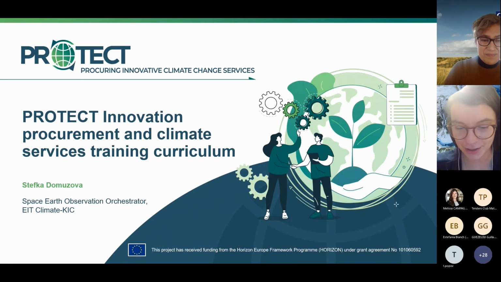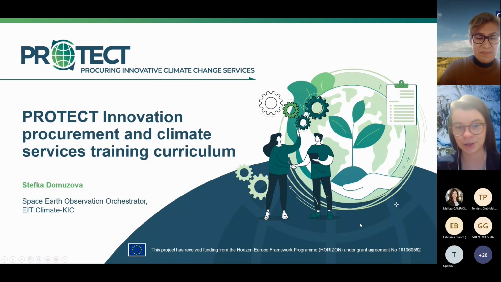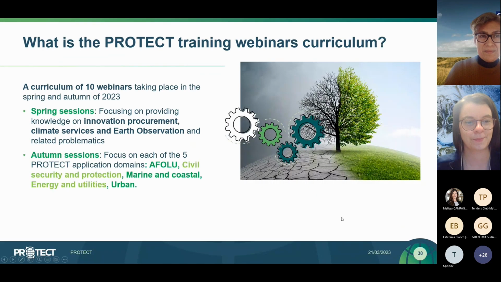As was mentioned earlier, Protect is a lot about pre-commercial procurement, Earth observation and climate services, but Protect is not launching a pre-commercial procurement. So what we are doing here is building a community, raising awareness, and building capacity so that you can address pre-commercial procurement when it comes to climate services. May we pass on to the next slide, please?